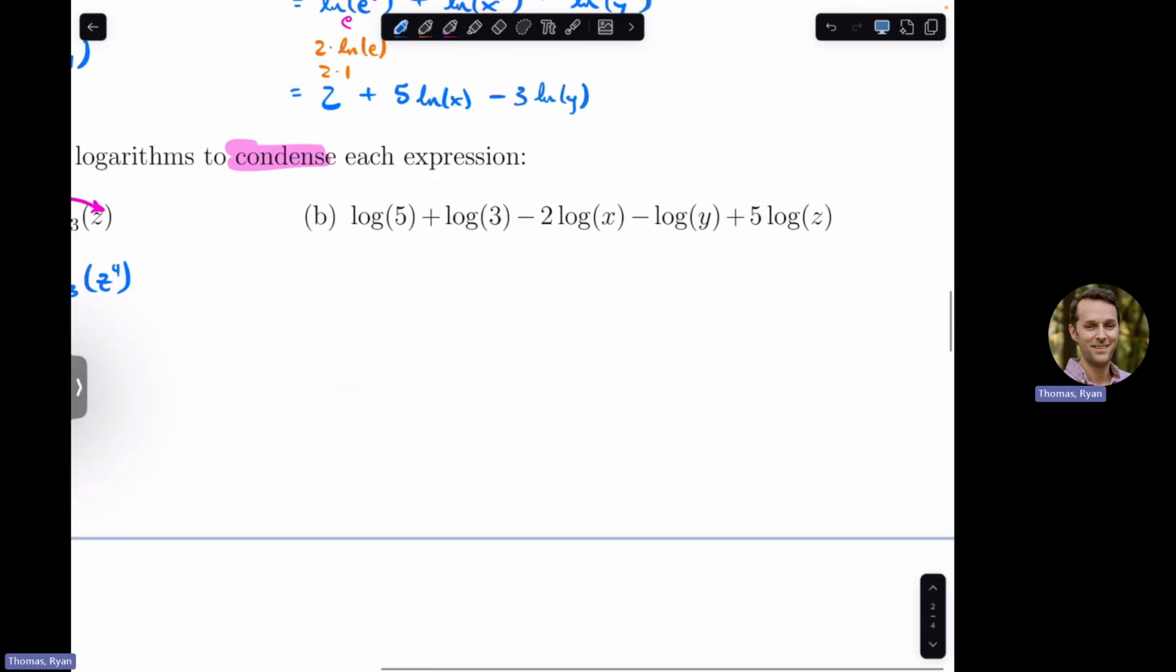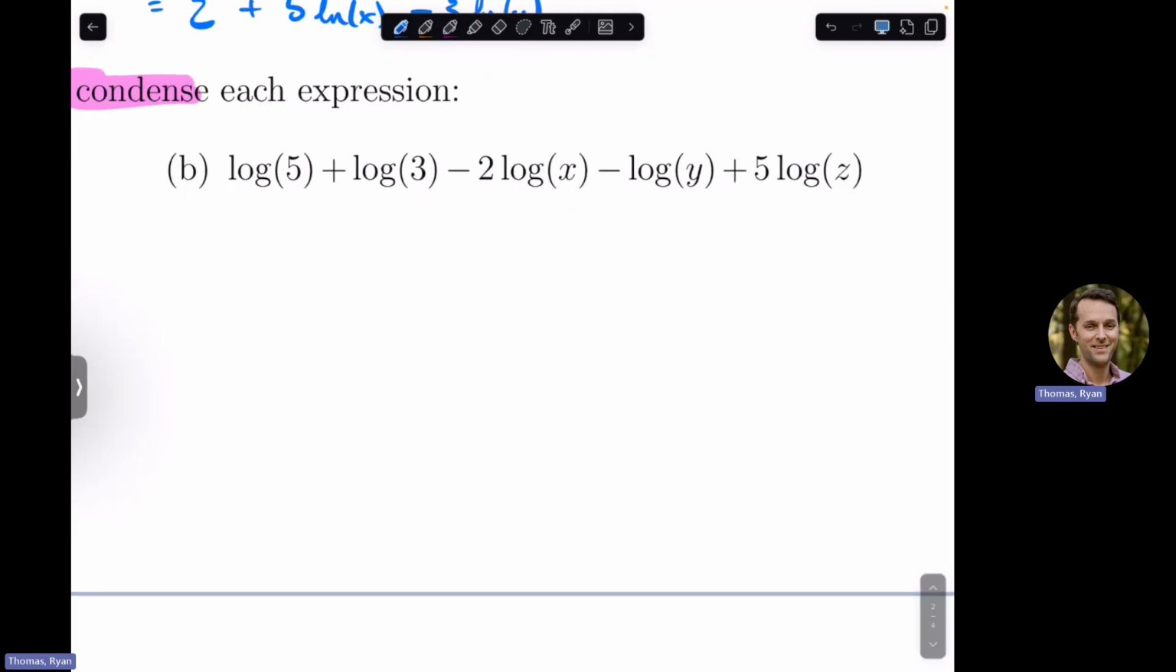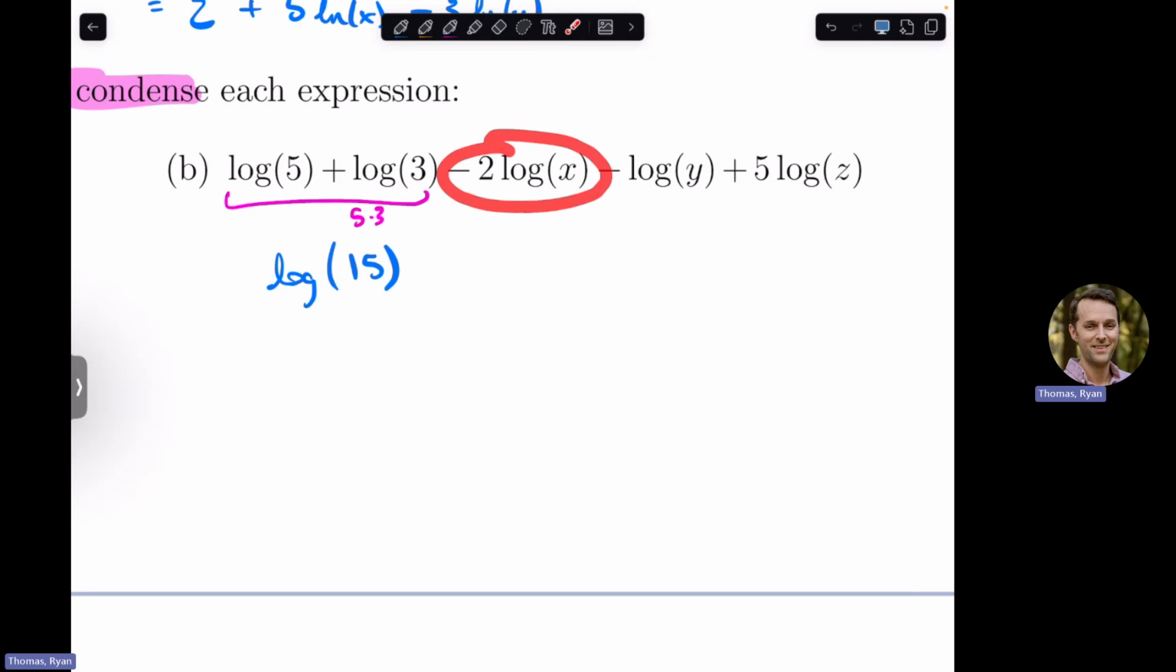All right, how about B then? Okay. Okay, combine them how? Okay, 5 times 3. Yep. Okay. What else? What can you do with this? Okay. And also, okay.